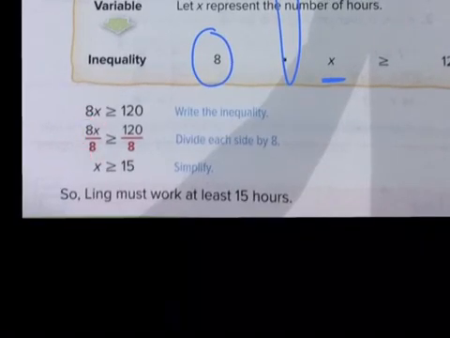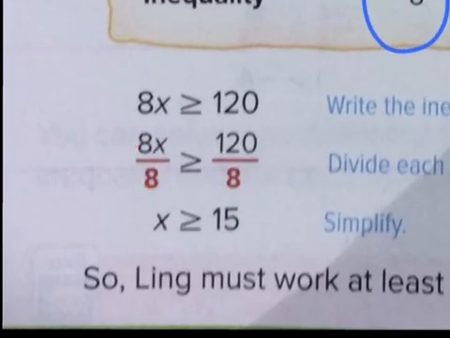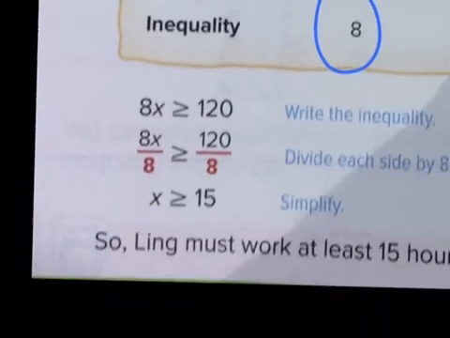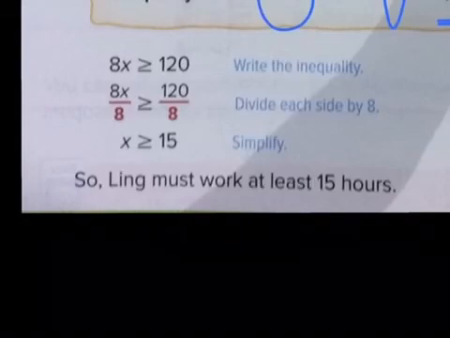We work out the 8 as we've done. We divide it out, and we divide this side out. So she needs to work at least 15 hours, or equal to 15 hours, right? x has to be greater than or equal to 15 hours. And there's your statement right here. So Ling must work at least 15 hours.